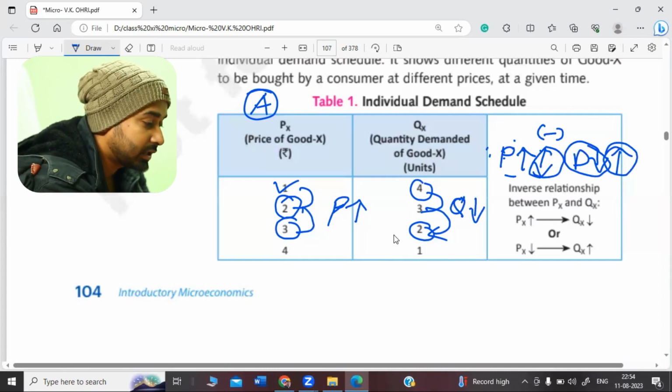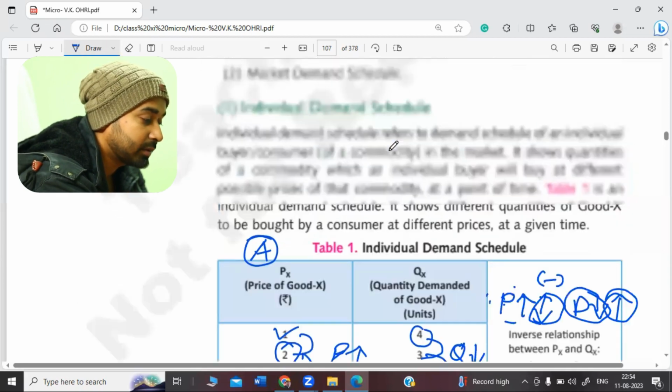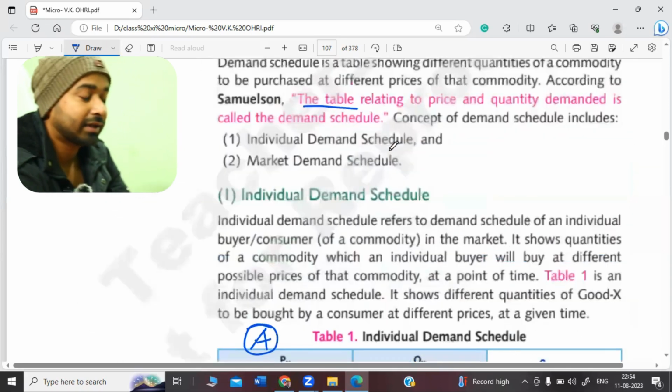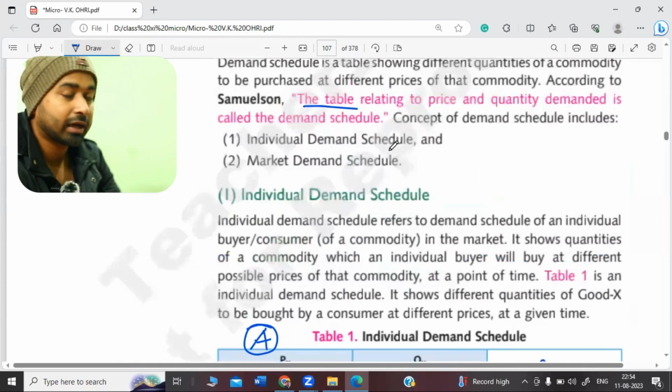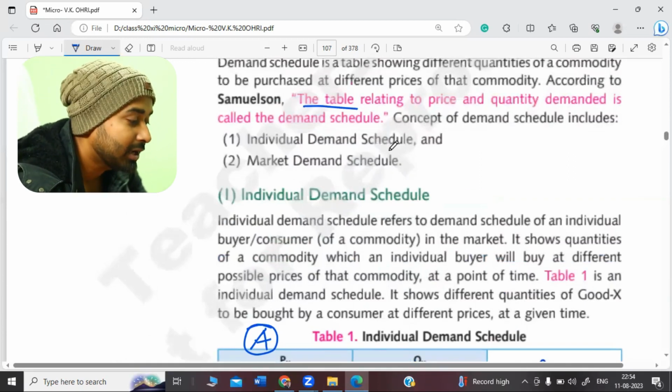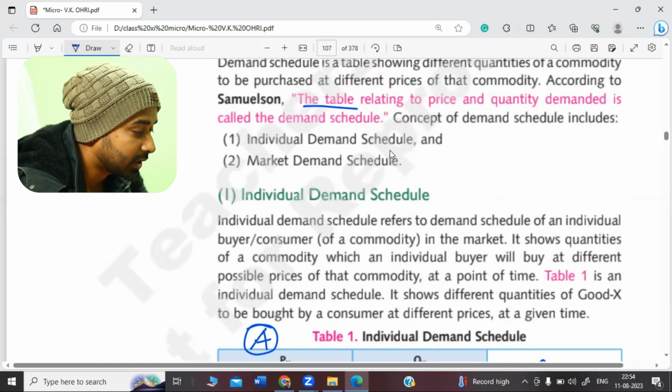Now, individual demand schedule and market demand schedule. What is the individual demand schedule? It is where a single individual consumer's demand is shown in a schedule. That is known as the individual demand schedule.